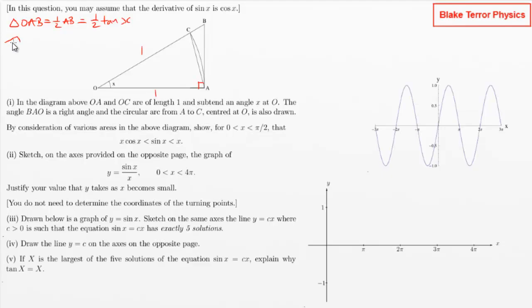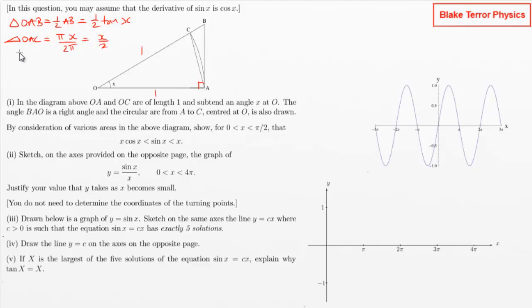Now let's go for sector OAC. That's the next biggest one. So that is a sector of a unit circle. So the area of the whole unit circle is going to be pi, because obviously r is 1, and then we need to multiply by x divided by 2 pi. So that is x over 2. Okay, so that's giving us something to work on with the x there.